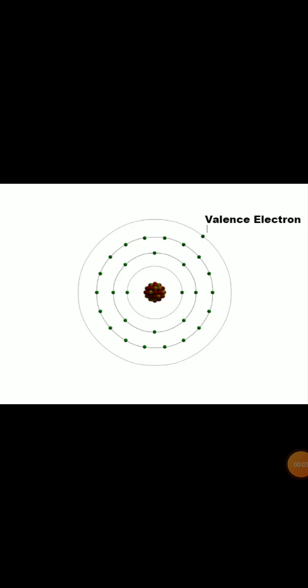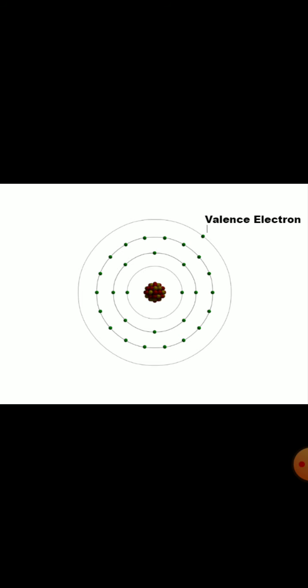Let us now learn trends in the modern periodic table. First of all, we'll learn about valency. We all know what is valence electron, right? What is it? The electron present in the outermost orbit of an atom is called a valence electron.